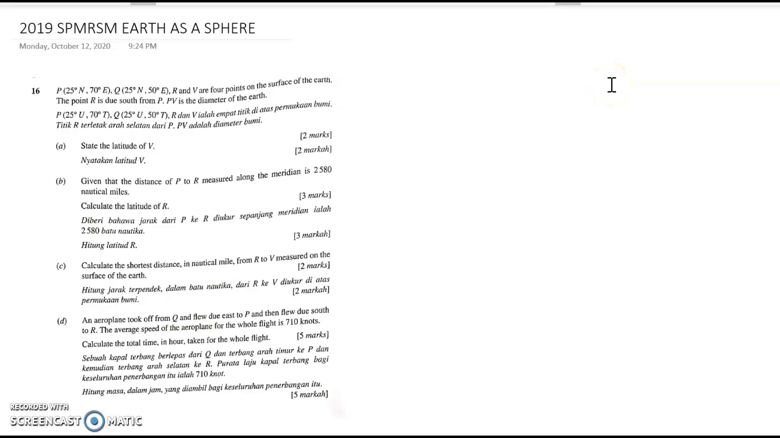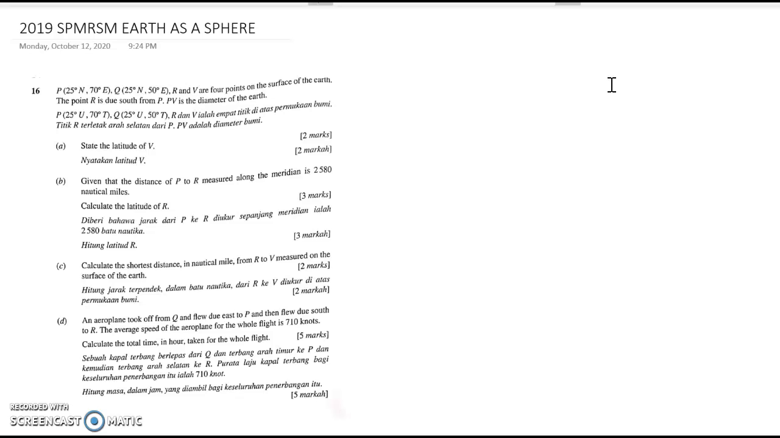So for today, we are going to discuss the 2019 SPM Earth as a Sphere question. It's pretty easy, so just follow the step-by-step given. Okay, let's get started. What we first need to do is read the question, of course.